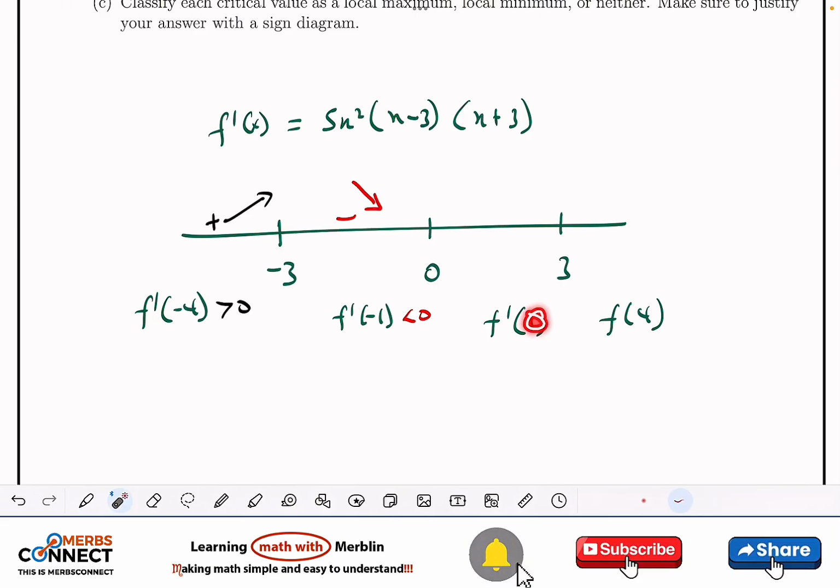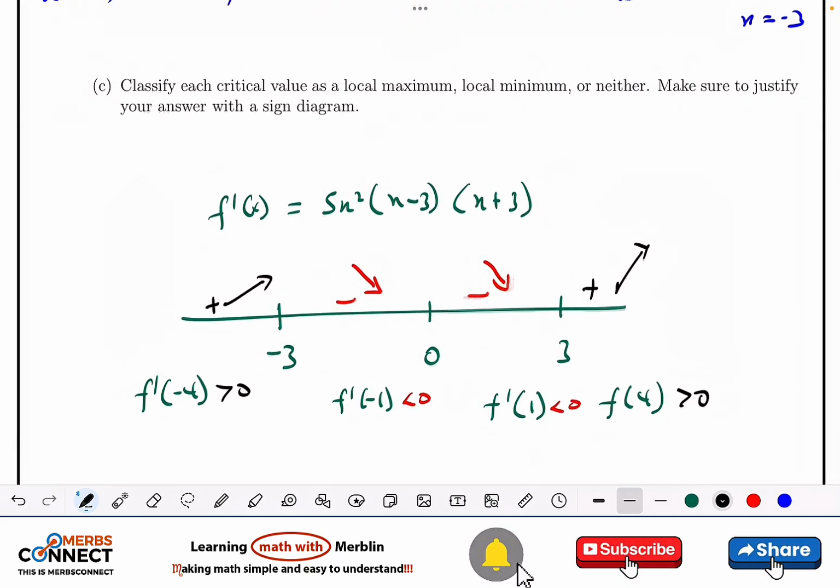Let's look at 1. When I plug in 1 here, this will be negative, right? And this will be positive. So negative times positive is still negative. So this is decreasing. Good. Then let's plug in 4. 4 here will be positive, 4 here will be positive. So this is greater than 0, and we have positive, and this is increasing.